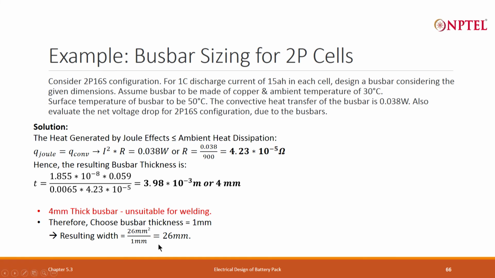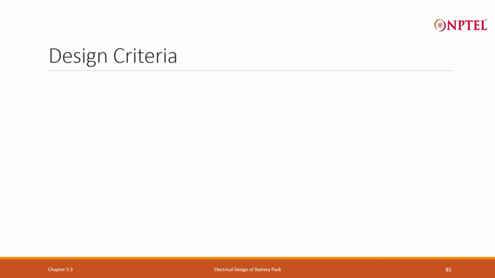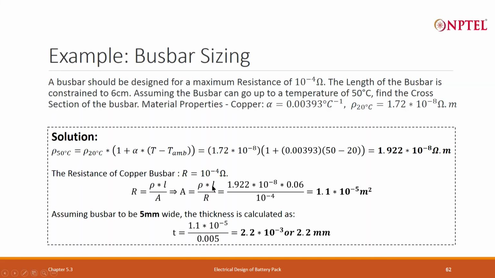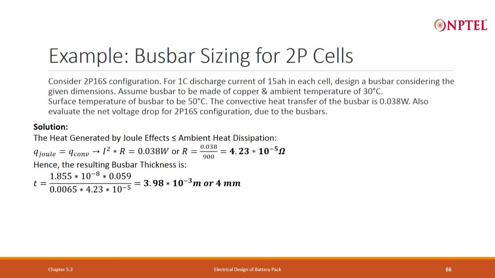Now, what would be the resulting width in that case? The resulting width of the bus bar would be 26 mm. Can we accommodate that 26 mm? If yes, we will go ahead with that. If no, then we have to increase the bus bar thickness from the area of cross section. That area of cross section will come from what we have done in the last slide, rho into L by R, which has not been done explicitly there, since we have done this earlier itself.